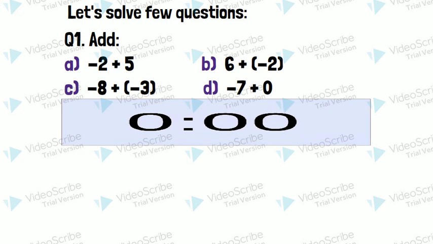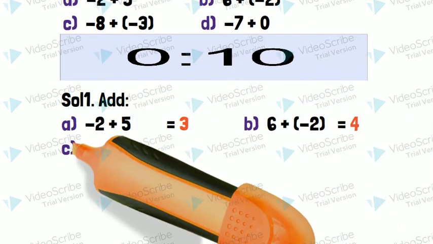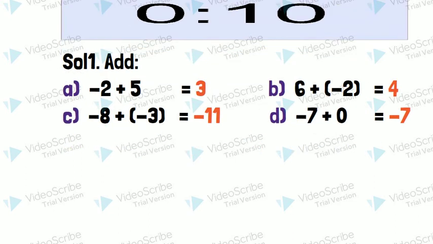Alright, let's see the answers now. So just have focus. Answer of the A part is 3, 4, -11 and -7 respectively of the other parts. You can relate with the rules over here. Plus minus would give us minus result. That's why we are subtracting the numbers in the A part. Similarly in the B part as well. C part is consisting of two negative numbers. That's why we are adding those numbers. And the answer is negative because of the 8, bigger number. Minus 7 plus 0, minus 7 because 7 is in negative terms.